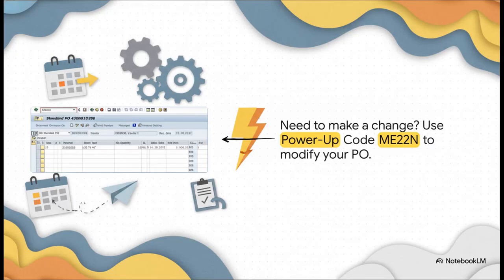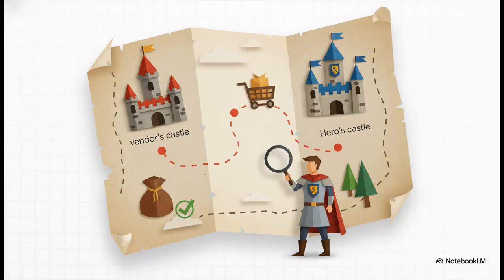So let's say the vendor calls, and the delivery date has to shift. It happens, right? No problem. Just use your power-up code ME22N. As you can see, this brings up your PO in an editable mode. You make the changes you need, hit save, and the system logs the update. Easy. But how do you track what's going on after the PO is sent?